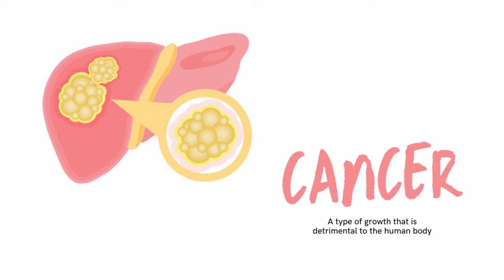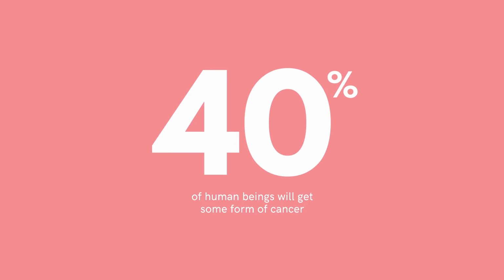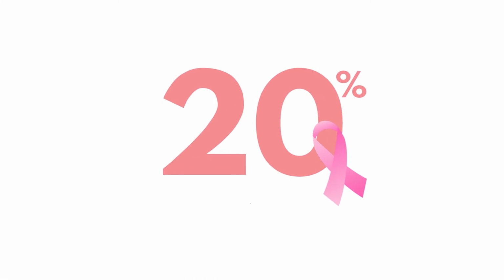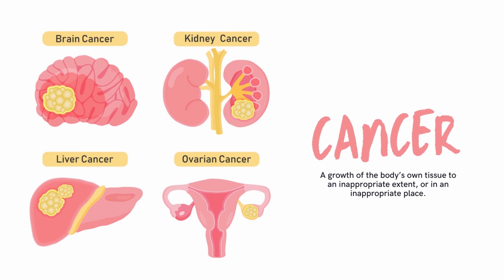One example of growth that is detrimental to the human body in particular is cancer. Cancer is of huge interest to human beings since about 40% of us will get some form of cancer, and about half this number will die from it. Cancer is fundamentally a growth of the body's own tissue to an inappropriate extent or in an inappropriate place.